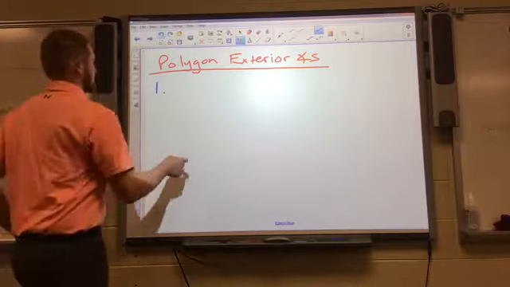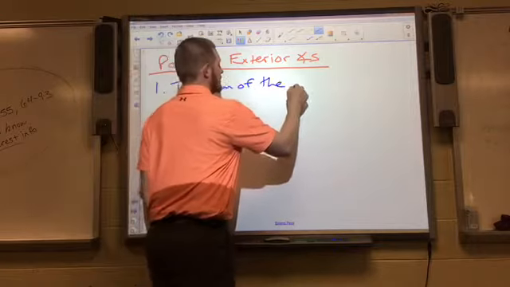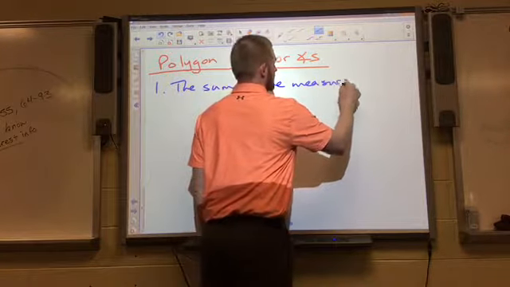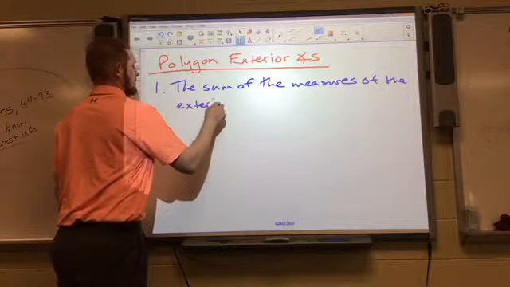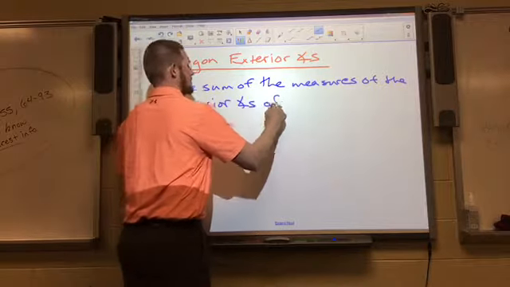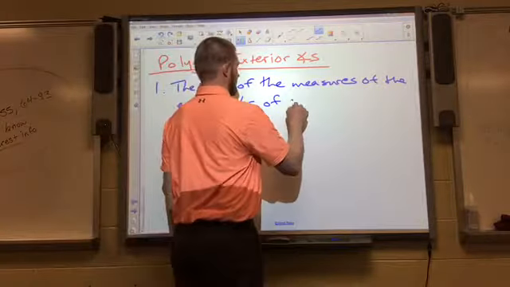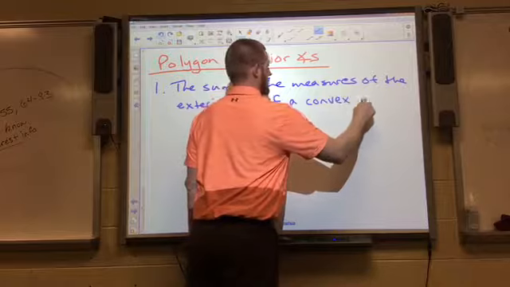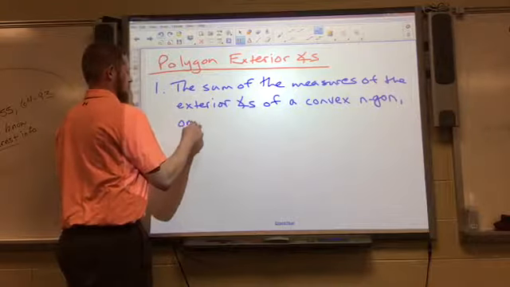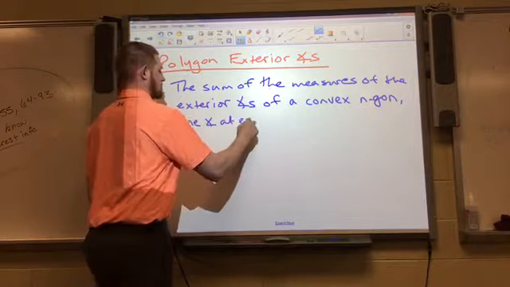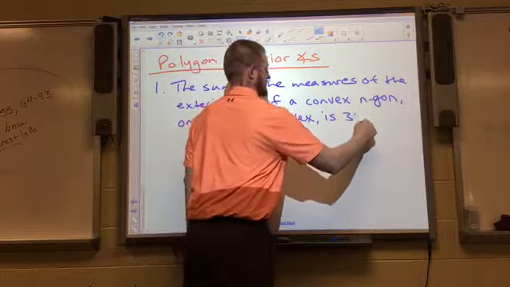The sum of the measures of the exterior angles of a convex polygon, they just say polygon. I'm going to say n-gon. One angle at each vertex is 360 degrees.